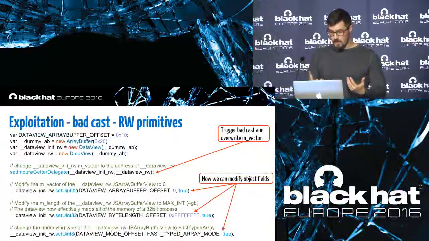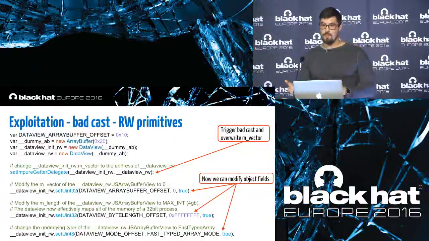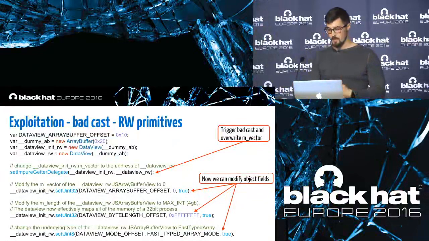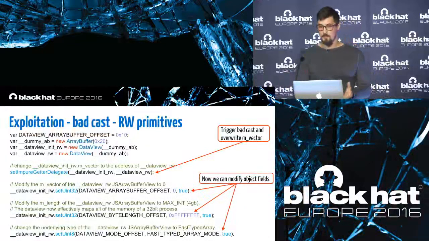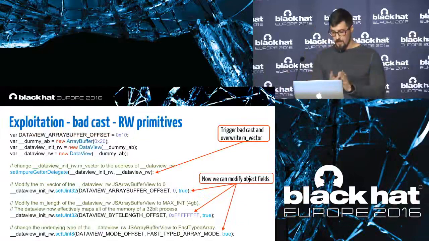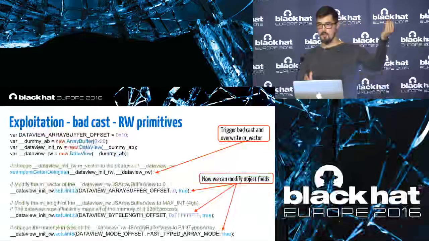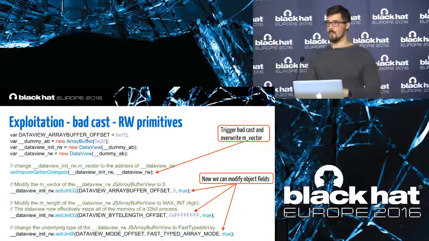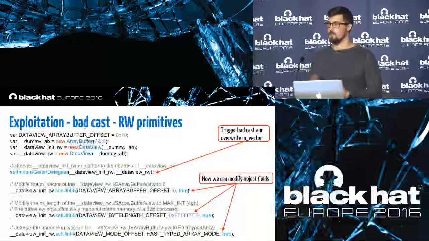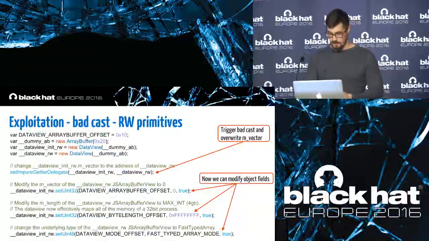What does it give us? We can override the object's array buffer address to be 0 and length to be 4 gigabytes and type to be fast array mode. So what just happened? We overrode the data view to make it start from 0 to map the entire process memory. So basically we can call setUint32 or getUint32 to arbitrarily read and write in the entire process.